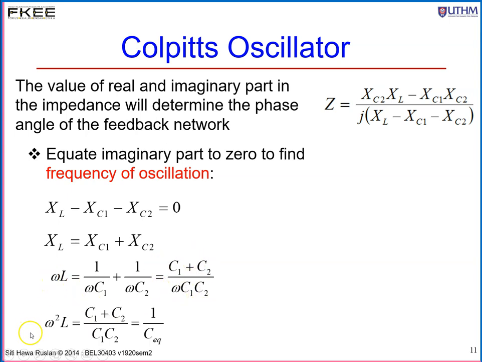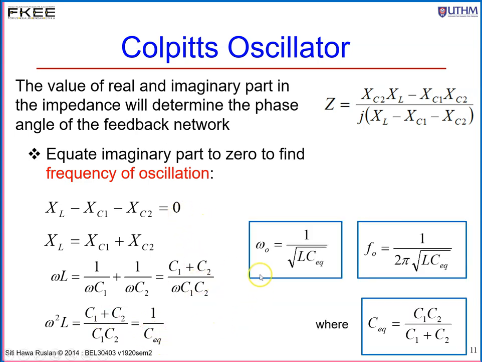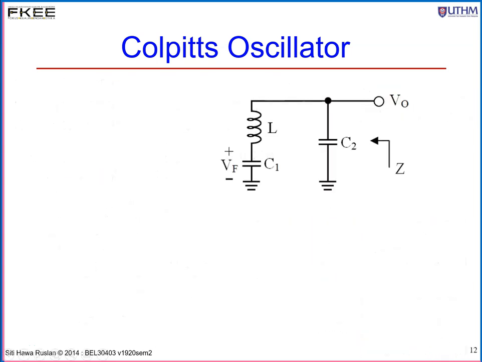Omega squared L equals to C1 plus C2 divided by C1 C2, and this I equate to 1 over C equivalent. So from there, the frequency of oscillation omega naught is 1 over square root of L C equivalent, and F naught equals to 1 over 2 pi square root L C equivalent, where C equivalent is C1 C2 divided by C1 plus C2. Okay, the feedback just now has been redrawn that clearly shows that L and C1 is in series, parallel with C2.